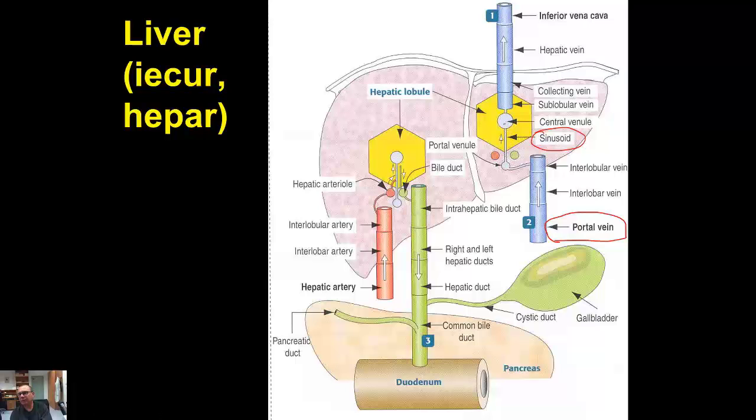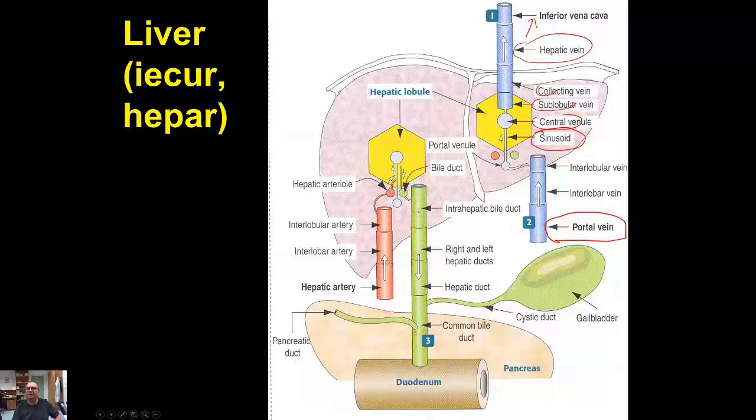Then blood goes to the venous system, which begins with the so-called central vein, which then joins to form the sublobular veins, collecting veins, and at the end the hepatic veins, which go to the inferior vena cava where the circulation of the liver is finished. The same picture also contains the schema of the bile ducts, so I'll tell something about it.